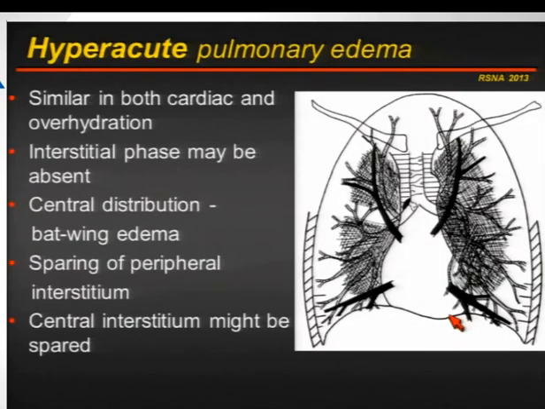Let's talk about hyperacute pulmonary edema. The appearance is similar to cardiac and overhydration causes, and the interstitial phase may be absent when we look at the chest radiograph. Central distribution is key, so-called bat wing edema, and there is sparing of the peripheral interstitium, with central interstitium sometimes seen and sometimes not present.